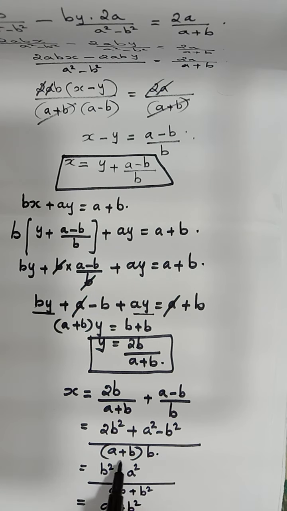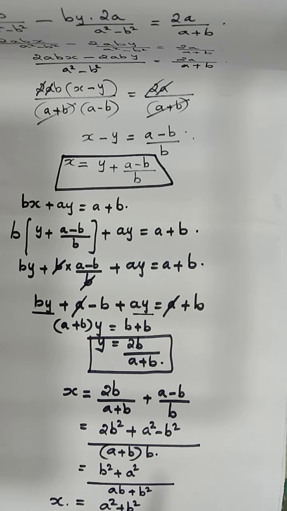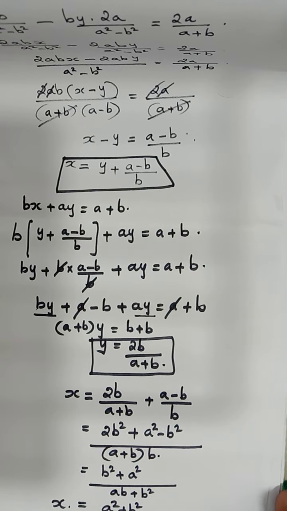We don't want to open actually. You can keep as it is or open it and keep. So it is a plus b into b without opening. So this is the answer x. We got x as well as y. So that is how we have solved this equation.